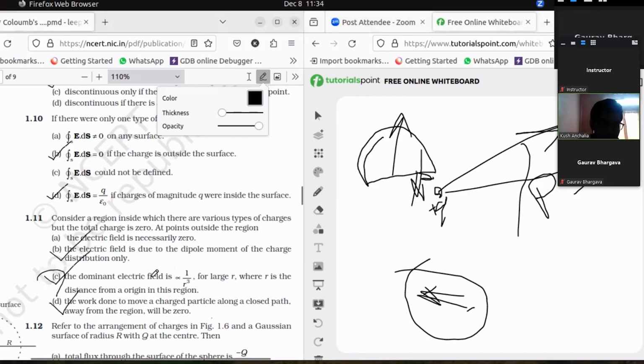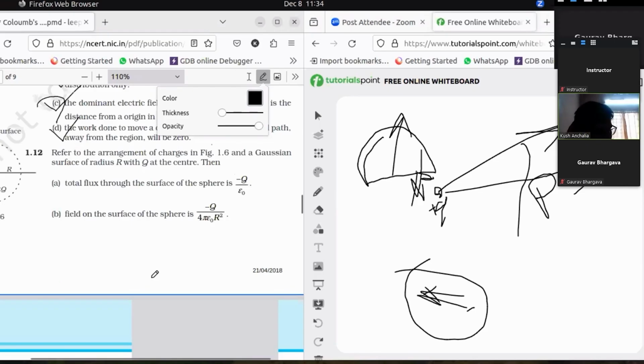Refer to the arrangement of the charges in figure 1.6 and the Gaussian surface of radius r with q at the center. The total flux is, okay, the net total flux is the charge enclosed, q minus 2q, which is equal to minus q by epsilon naught. So this one will be correct. The field on the surface E into 4 pi r square equal to q. Yep.